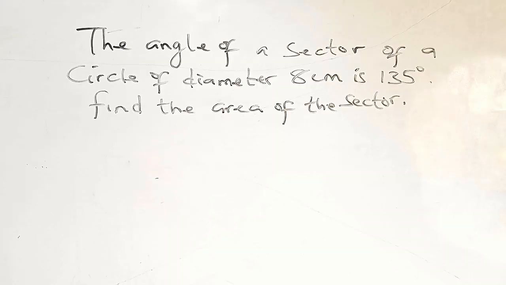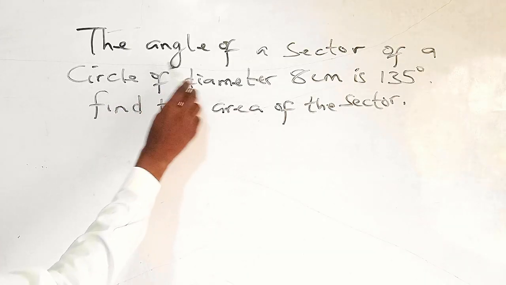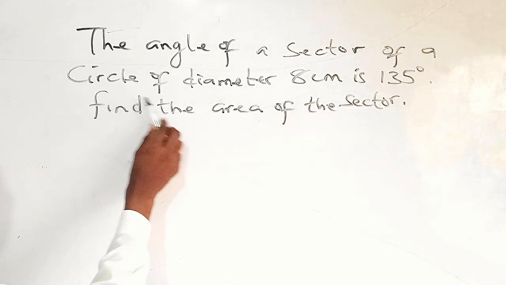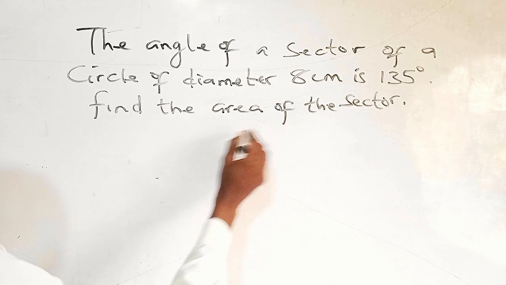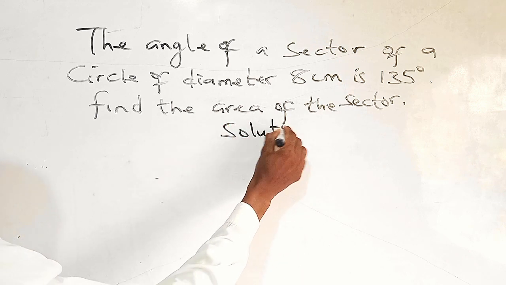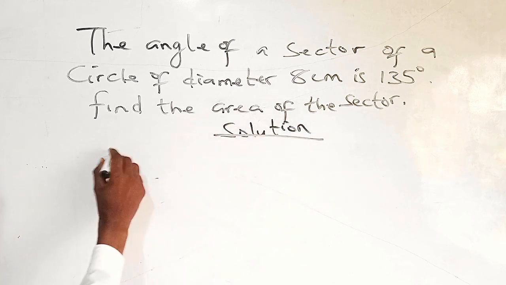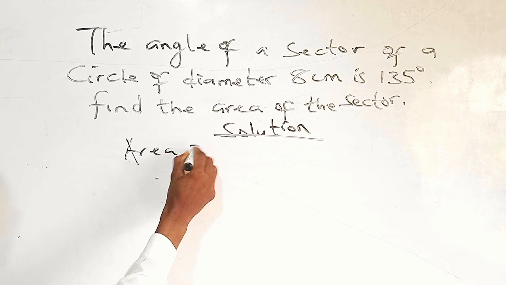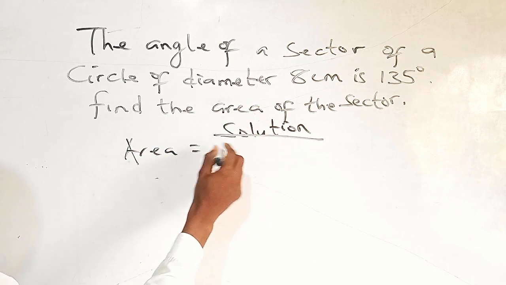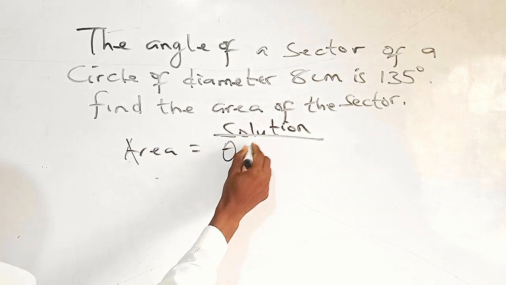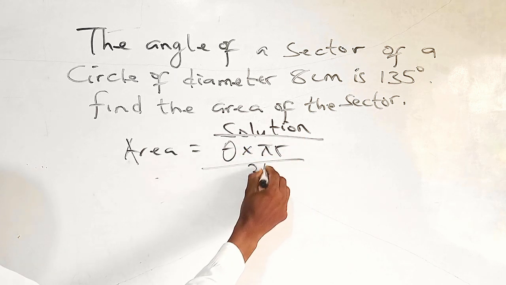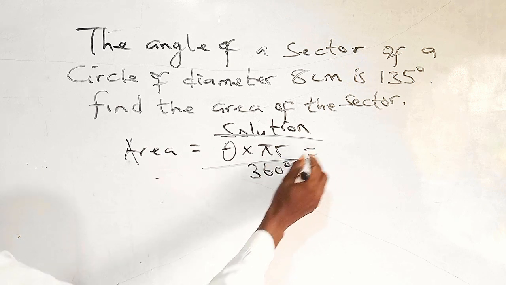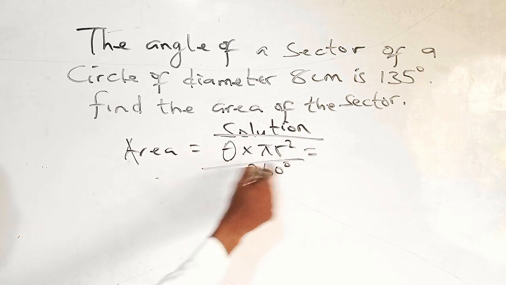The question says the angle of the sector of a circle of diameter 8 cm is 135 degrees. Find the area of the sector. Solution. The sectorial area of a circle is given as theta over 360 degrees times pi r squared.